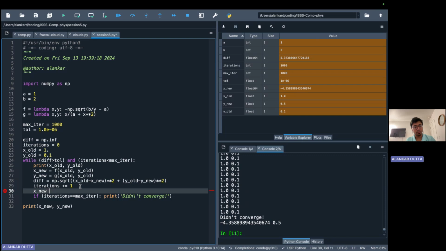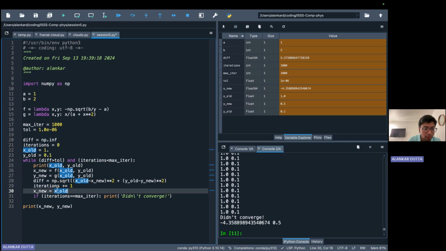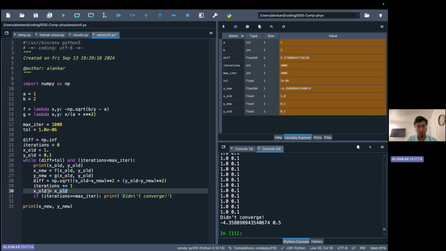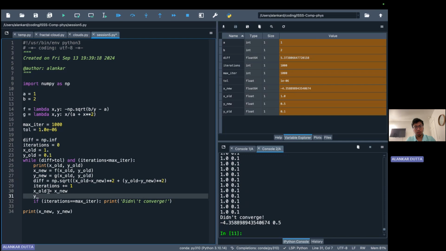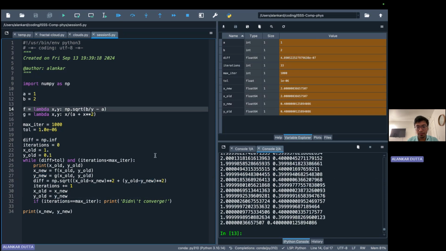So x old. Now new is going to become the old one, right? And sorry, the old is now going to become the new one, because we have already used the old. So the old is going to become the new one. And similarly, y old is going to become y new. Got it. Okay. So now let's try to run this, and let's get rid of the minus sign and run this. And you see we are converging in here.